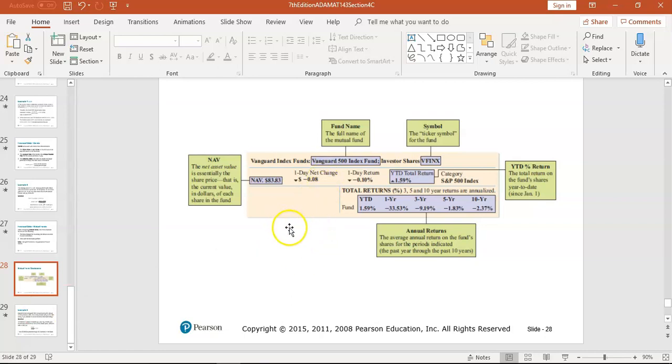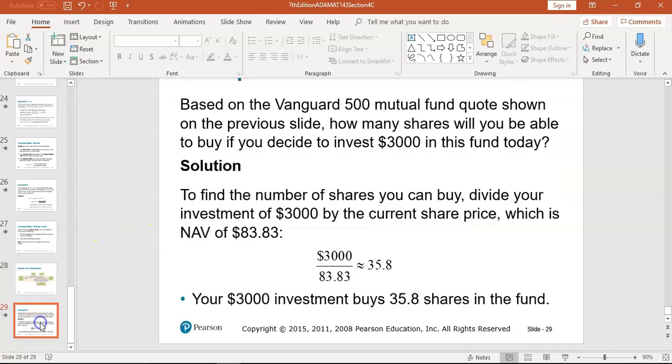And it looks very similar in that you have the symbol, and it tells you what the year-to-date total return is, about 2%. These tend to do fairly well because they balance out the risk. The annual, all right, it hasn't done so well in the past 3 years, but in the past year it's been doing okay. And this is the net asset value for each share price.